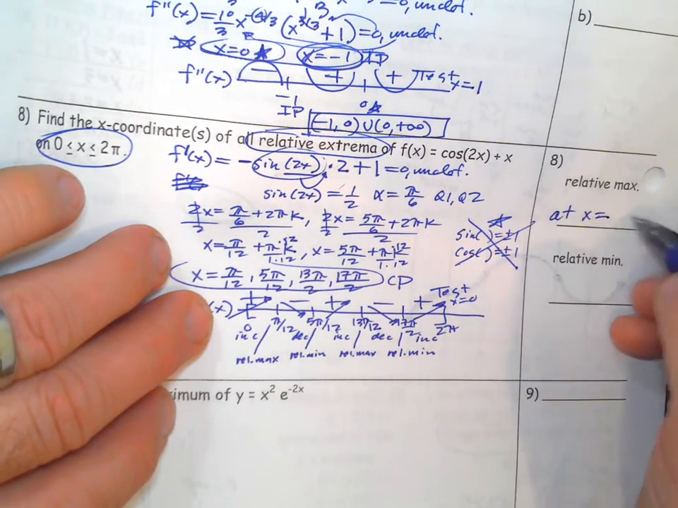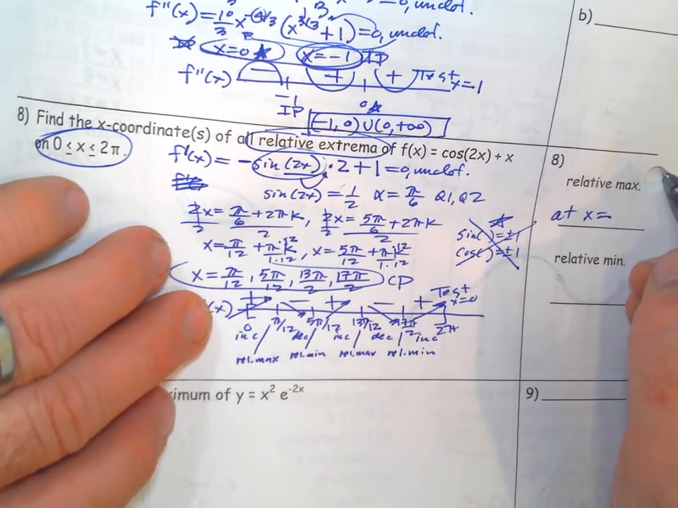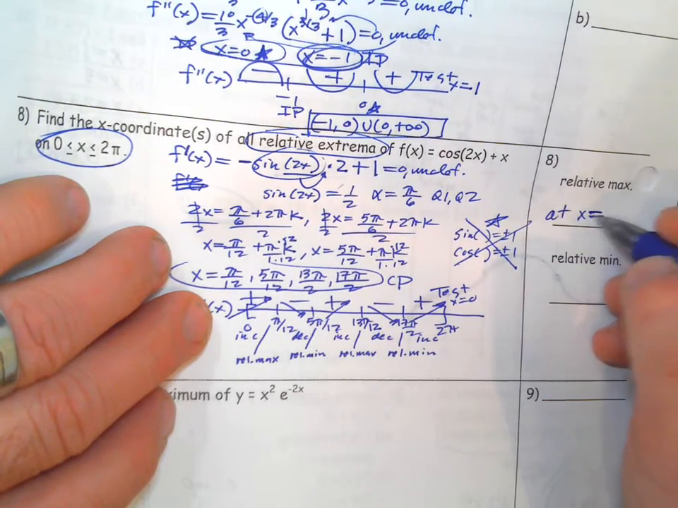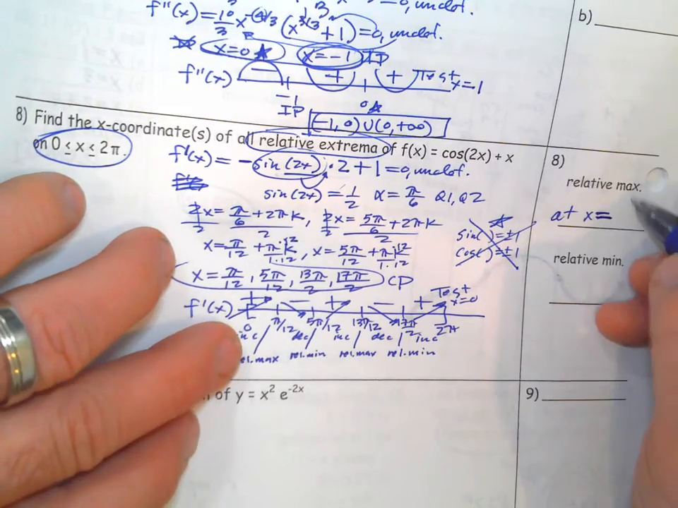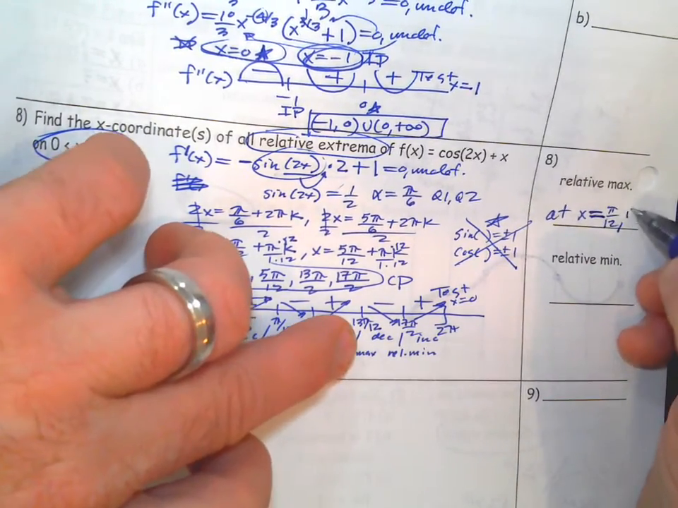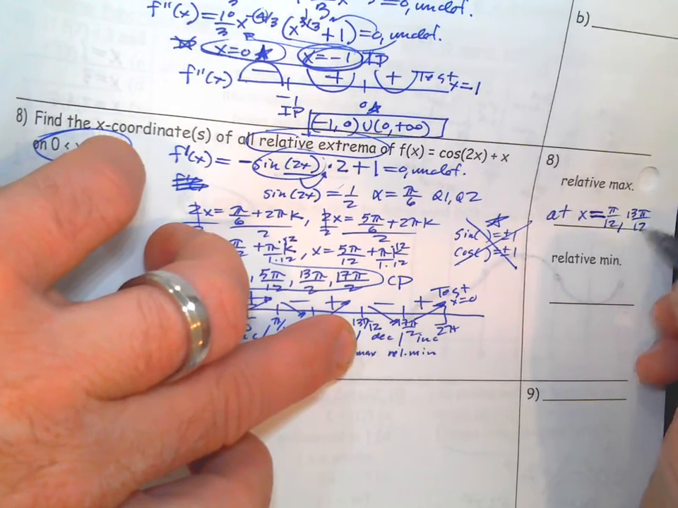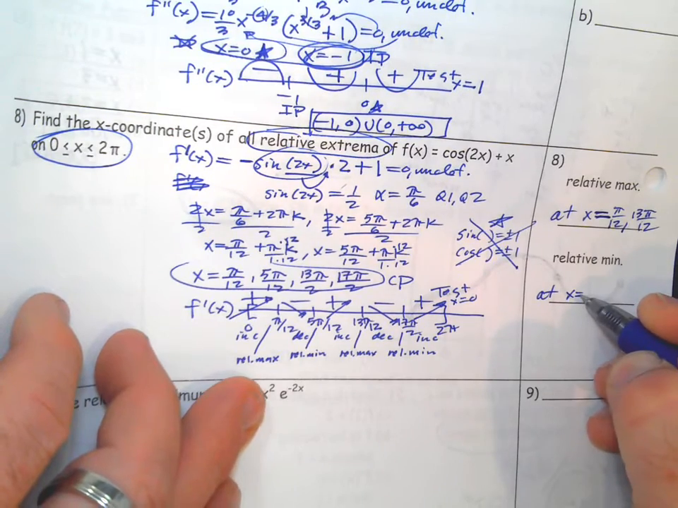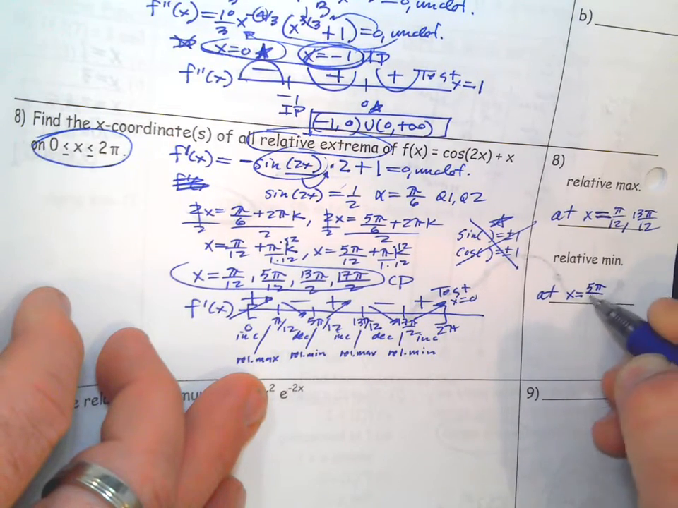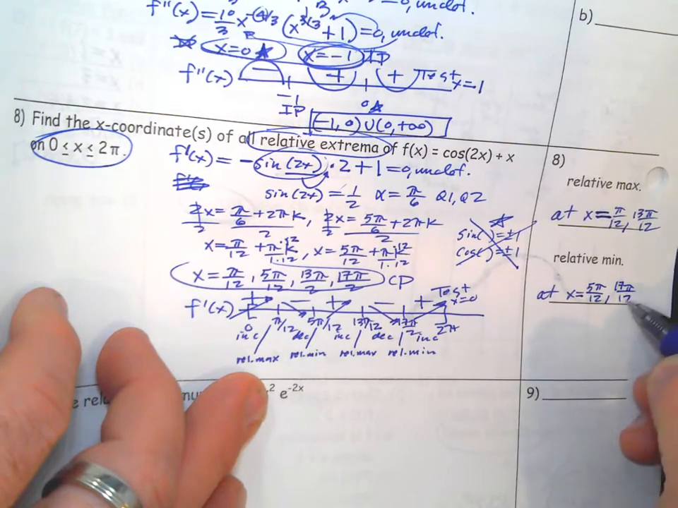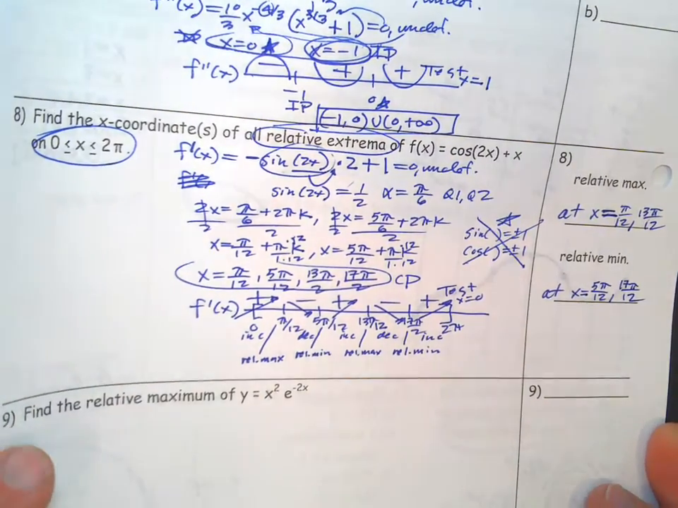Don't say is, because that would be the y value, which you could find if you want, but you're not being asked to, so might as well not do extra work. But you got to word it right. Relative max is at pi over 12 and 13 pi over 12. Relative mins at x equals 5 pi over 12 and 17 pi over 12. So that's why you show your answers. That's why you show your work.